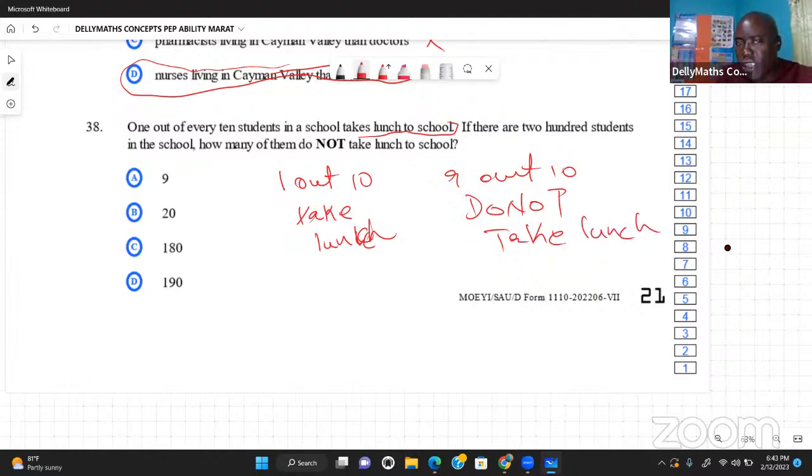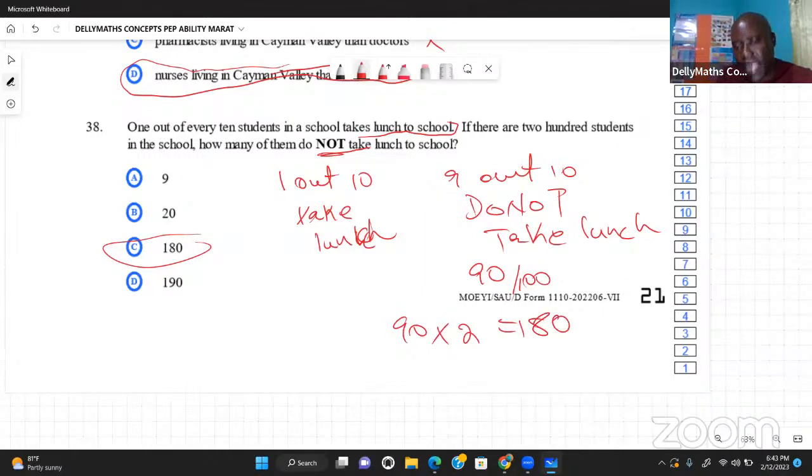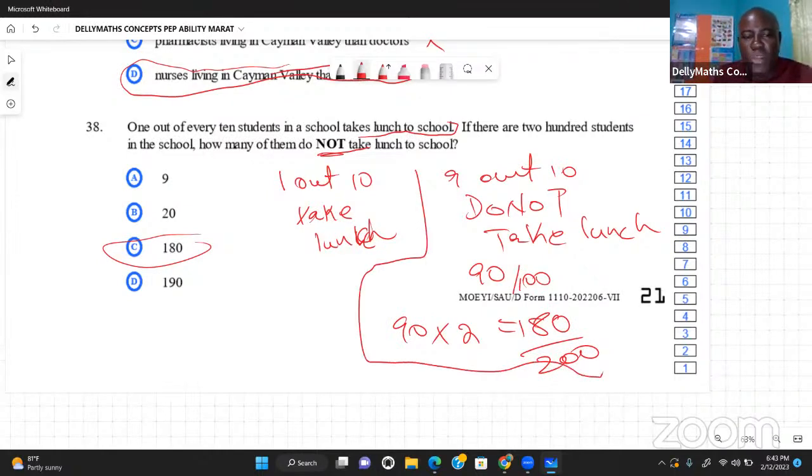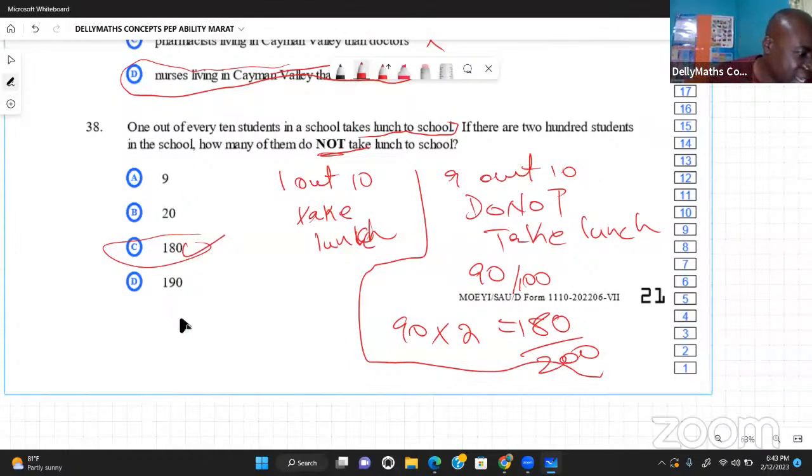If there are 200 students in the school, how many of them do not take lunch? Well, we could use this to work it out. There are a number of ways you could do this. I could see that the answer is 180. But let's look. If 9 out of 10, that means you're going to have 90 out of the 100. If you double that, 90 times 2, you're going to get 180 out of the 200 do not take lunch. There's another way you could work it out, but in the interest of time, we're just going to let it stay. So 180 is correct. The answer is C.